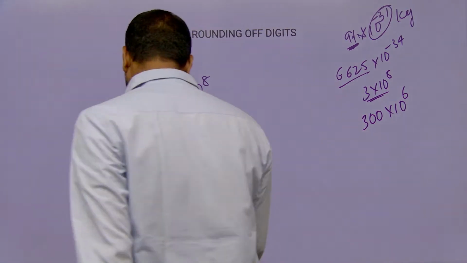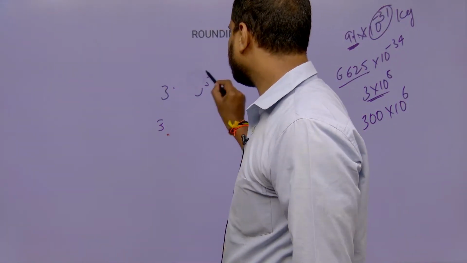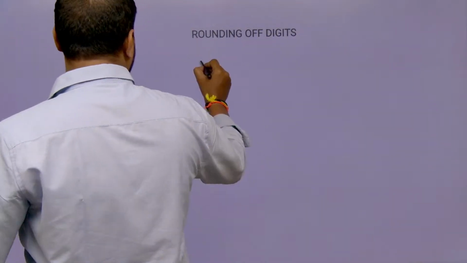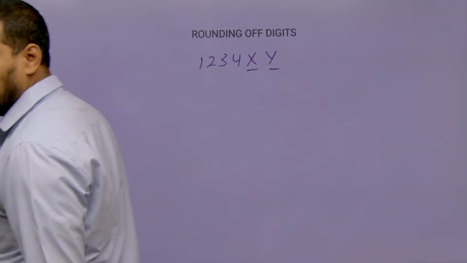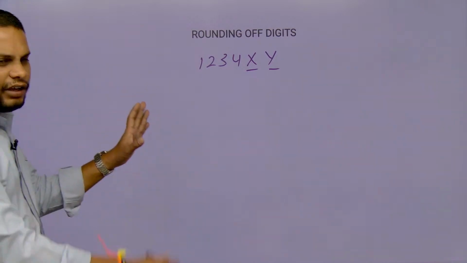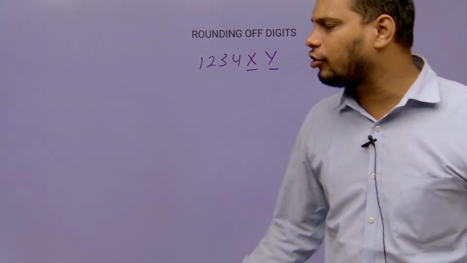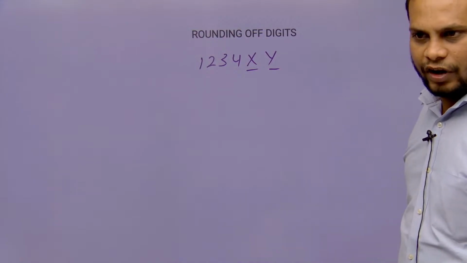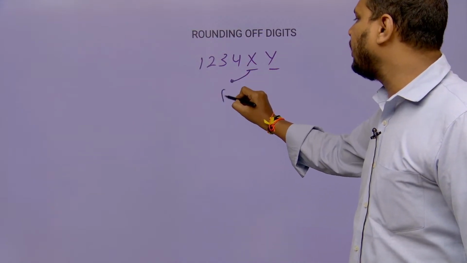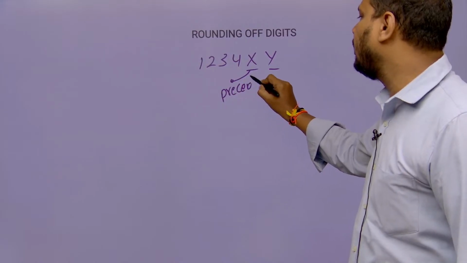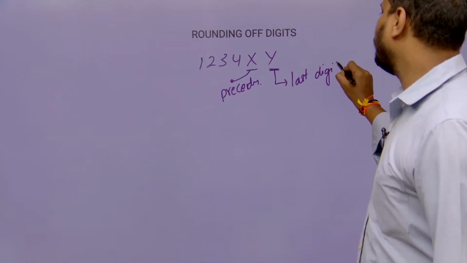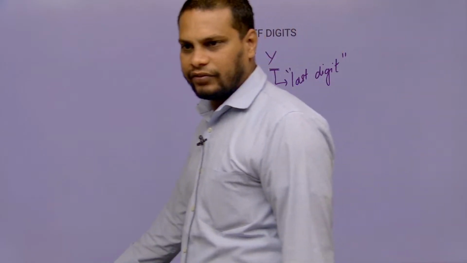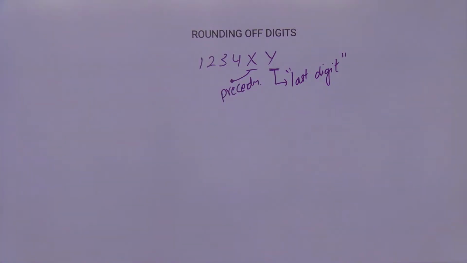Fine. Then the next topic is rounding of digits. Now for suppose we have some value like this. I'll take the value like 1, 2, 3, 4, and some x and y. There is a value, and the last 2 digits of the value I'll take as x and y. This x is called the preceding number. And this y is nothing but the last digit. My x is the preceding number and y is the last digit.